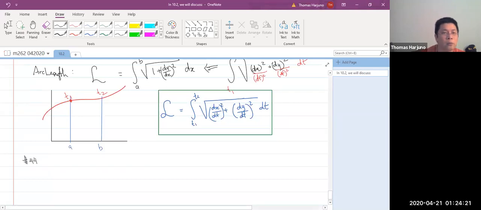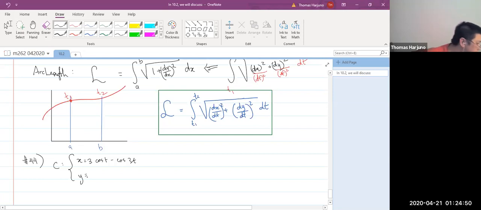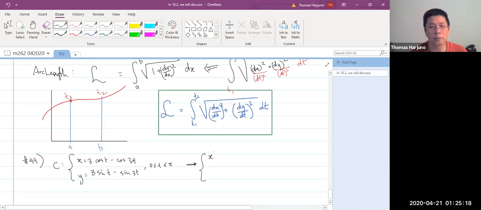Number 44. The curve is given by x equals 3 cosine t minus cosine 3t, and y is given by 3 sine t minus sine 3t, where t is from 0 to pi. So what I need to do first is to find x prime and y prime.